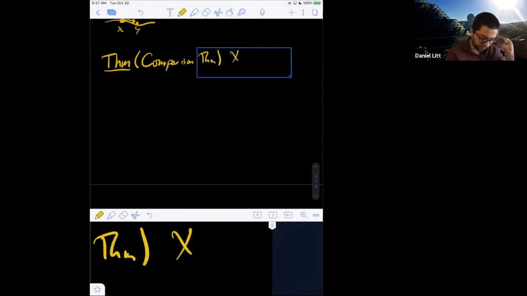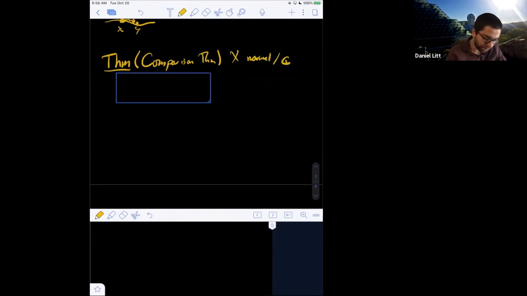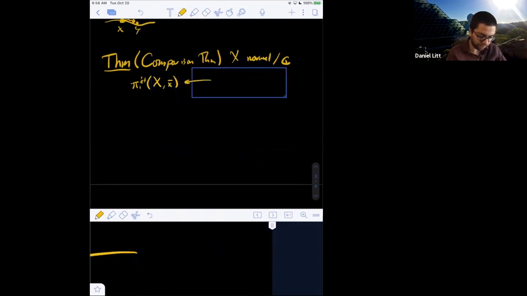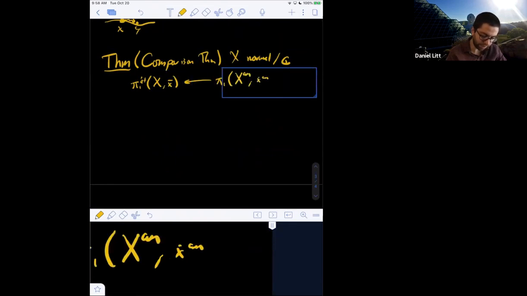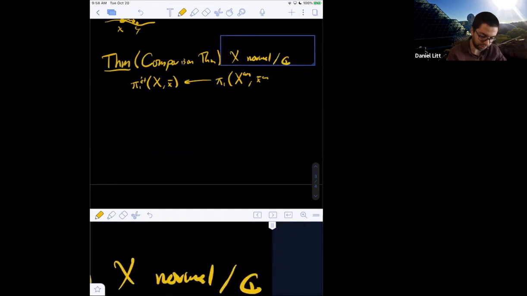So if X is normal over C, then there's a map from pi1 étale X bar. There's a map to it, sorry, from pi1 of the analytic space associated to X with coefficients in the analytic point corresponding to our base point here. X actually has to be a C-rational point for this to make sense.